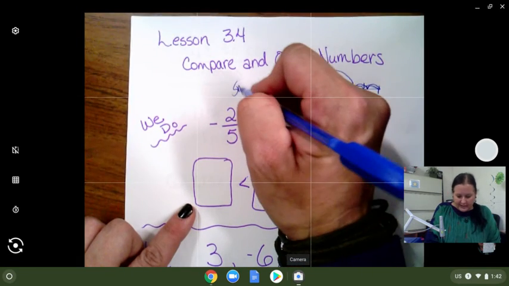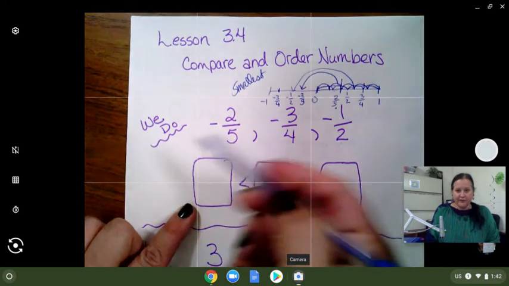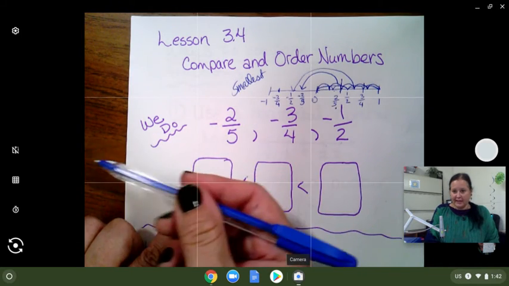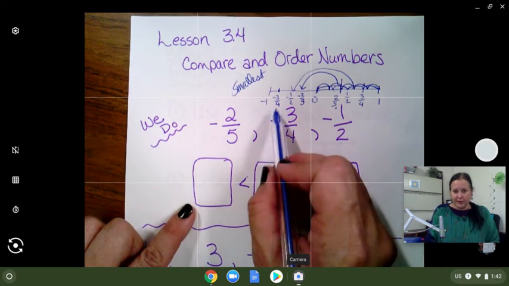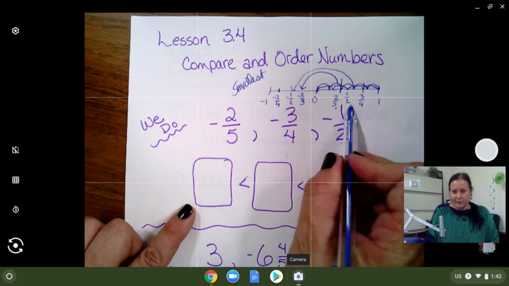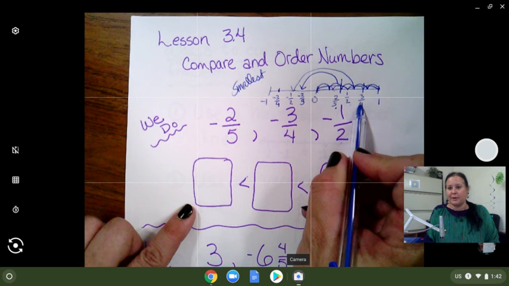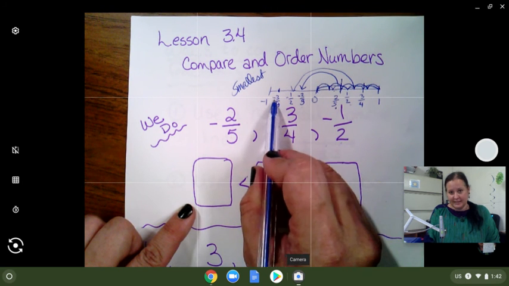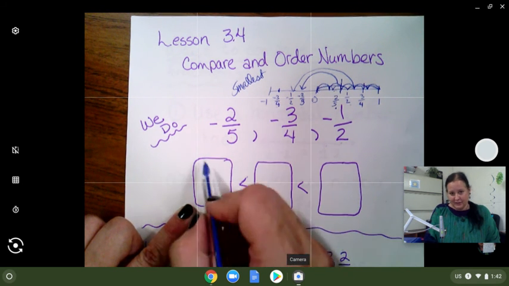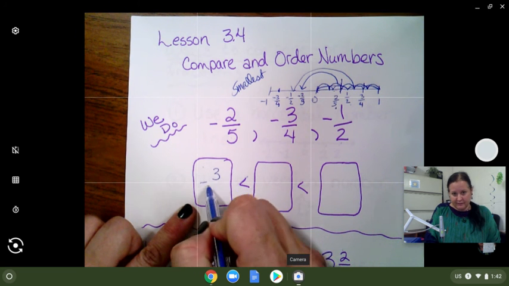And this is always the smallest. The further down the negative line, the smaller your number. So usually this would be our largest positive number, but because it's our largest positive number, it is the smallest negative number. So this is where we will start.